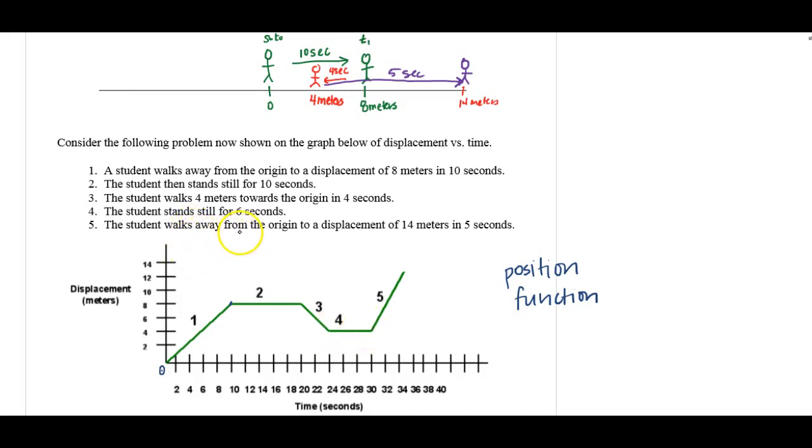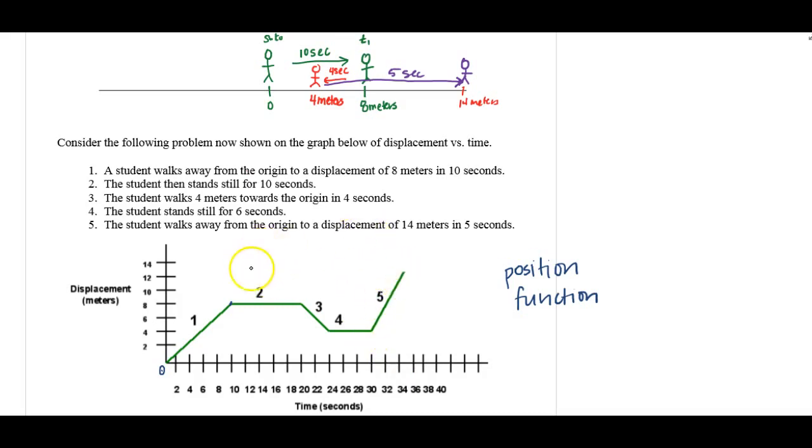And then the student walks away from the origin to a displacement of 14 meters in 5 seconds. So he was at 4 meters, and then between 30 and 35, this should be 35 seconds, between 30 and 35 seconds, he goes from being at 4 meters to 14 meters.